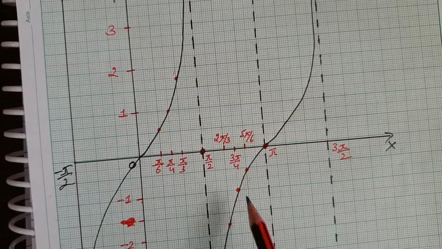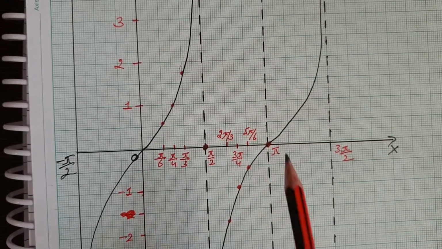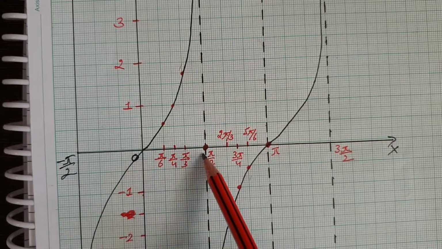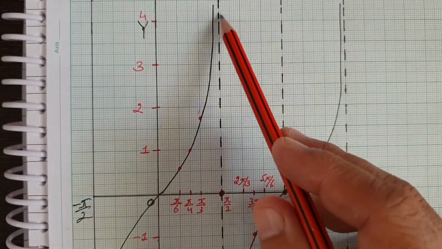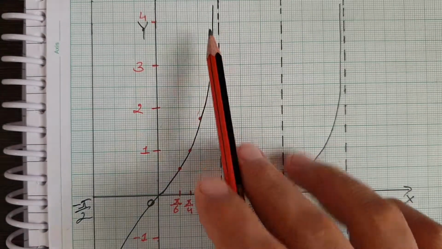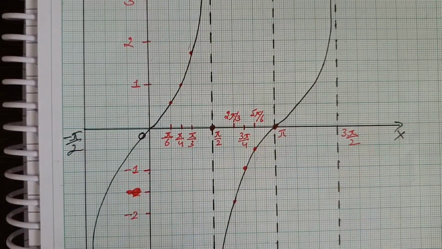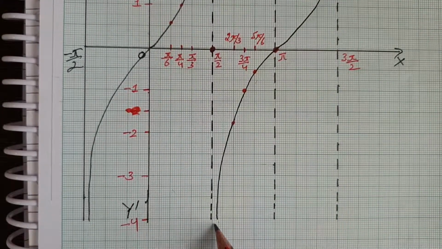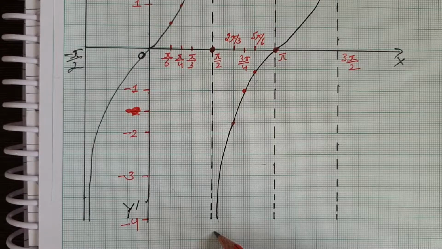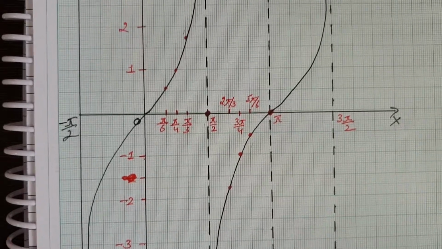Now, as x increases from 0 to pi by 2, it tends to go to infinity. Now x crosses the value. As it crosses the value, this becomes negative, but in a very large magnitude. Now tan x becomes negative and is very large in magnitude. So this will be the graph of tan x.